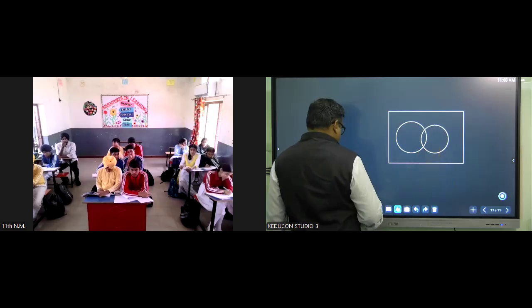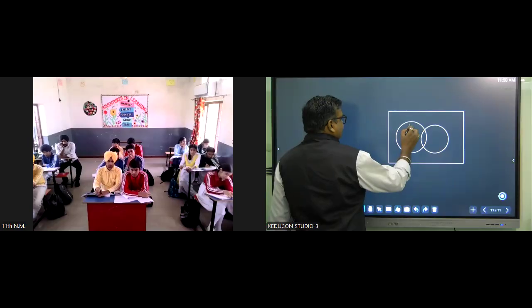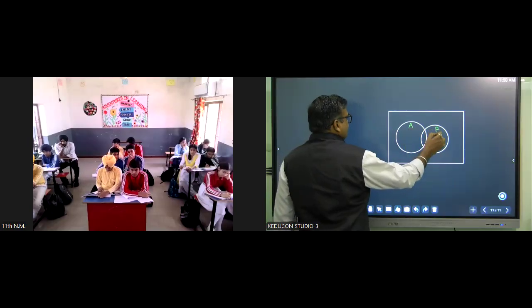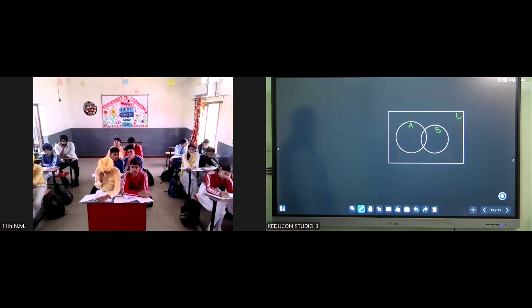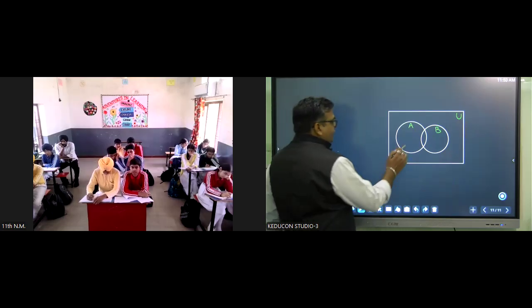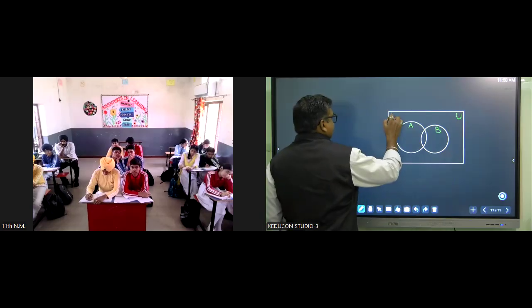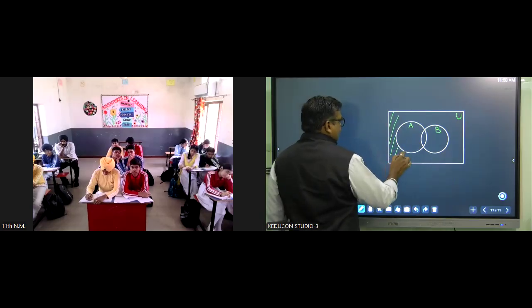Students, just have a look. This is a diagram. This is A, this is B, this is G. Right? Is this clear? Now, what is A complement? A complement will be this part.